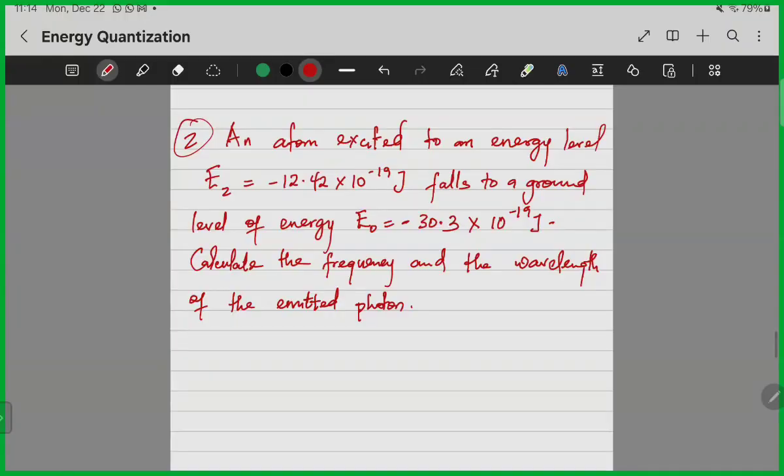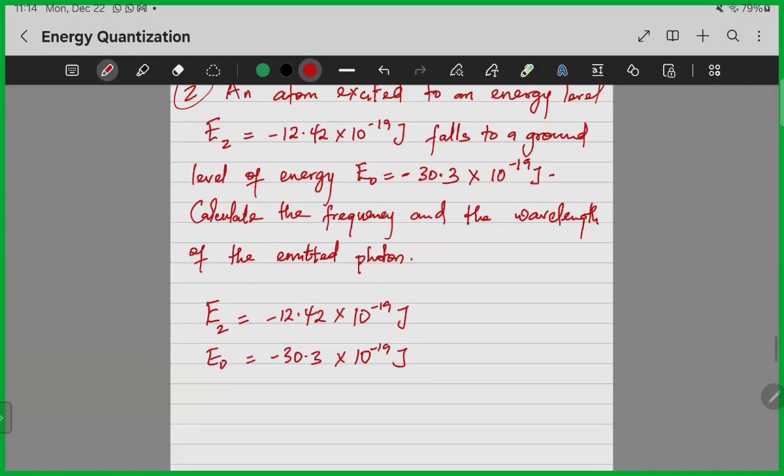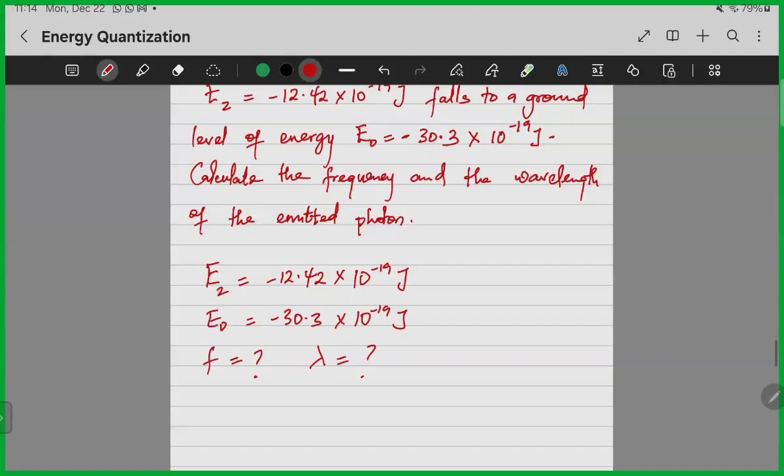So the idea here is let's analyze the parameters we are given and what we have to find. An atom is excited to an energy level. They give us one energy level, E2, minus 12.42 times 10 to the minus 19 joule. They give us the ground state, minus 30.3 times 10 raised to the minus 19 joule. And they ask us to find frequency F and wavelength lambda.